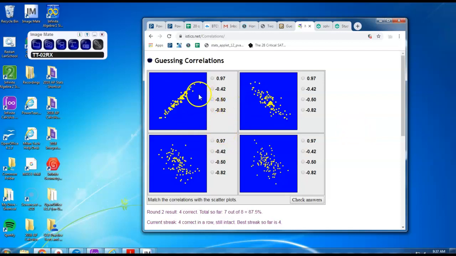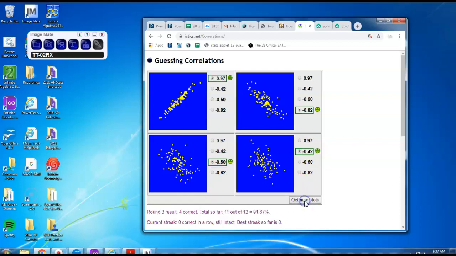So what's this one? 0.97. -0.82. Ooh, these are tougher than that. Okay, so the idea is which one's stronger. This one to me looks a little stronger, so it's going to be closer to -1. Let's see if I'm right. 4 happy faces. Those are creepy happy faces.